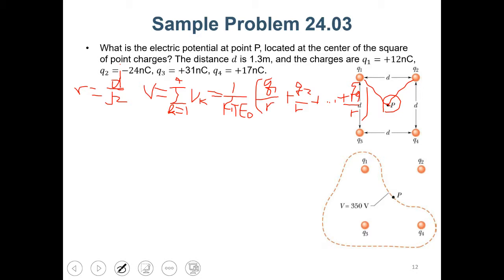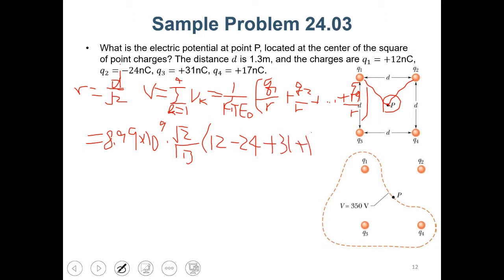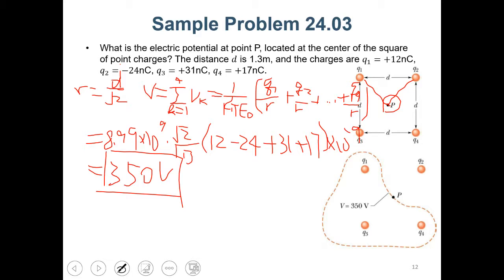So quite simple, and we substitute all the stuff in. 8.99 times 10 to the 9 times square root of 2 over 1.3, and this is 12 minus 24 plus 31 plus 17 times 10 to the minus 9, which will be 350 volt. So actually quite simple for this example.